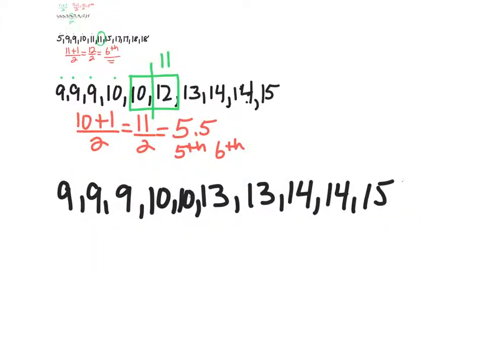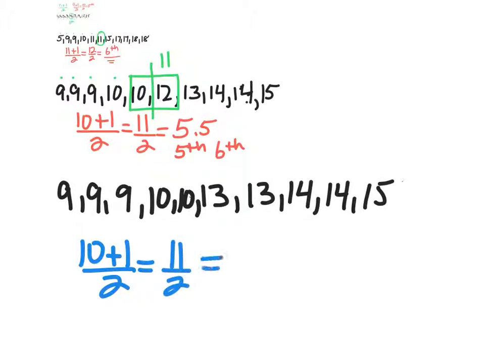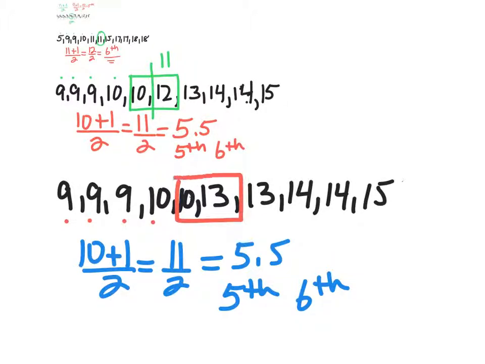We're going to look at a similar but slightly different situation. I still have 10 pieces of data, so I'm going to do 10 plus 1 divided by 2, which gives me 11 over 2, which again is 5.5. That again means that the position of my median is between the 5th and 6th position. So count up 1, 2, 3, 4. Here is my 5th and 6th position, 10 and 13.